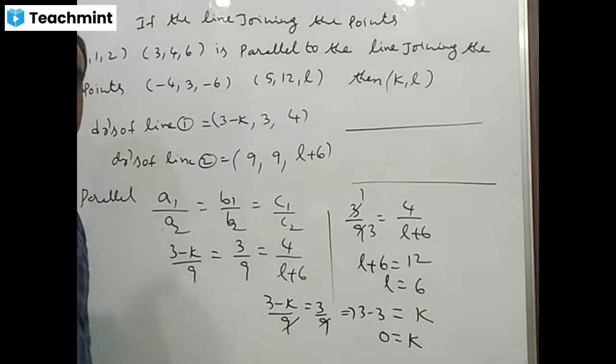So if two lines are perpendicular, a1 a2 plus b1 b2 plus c1 c2 is 0.